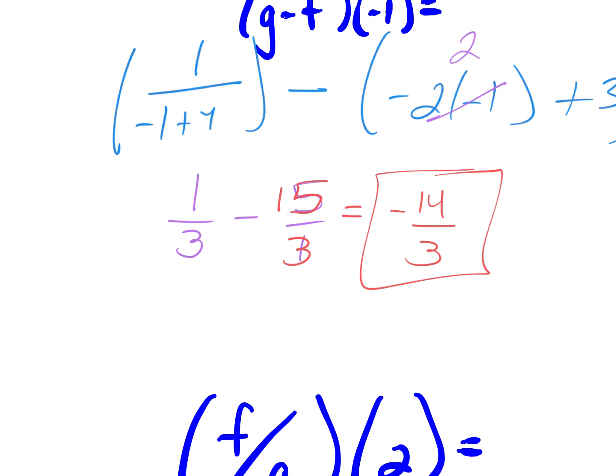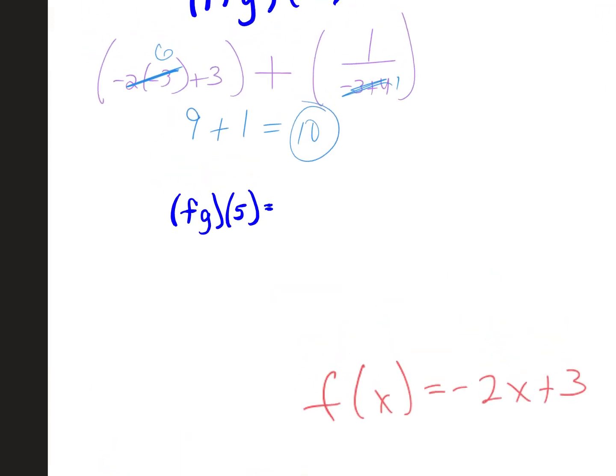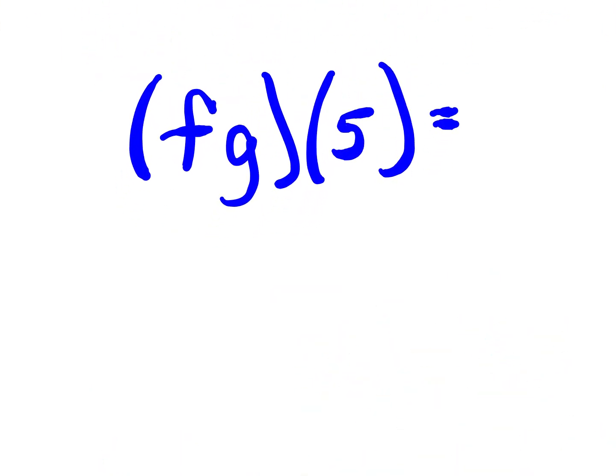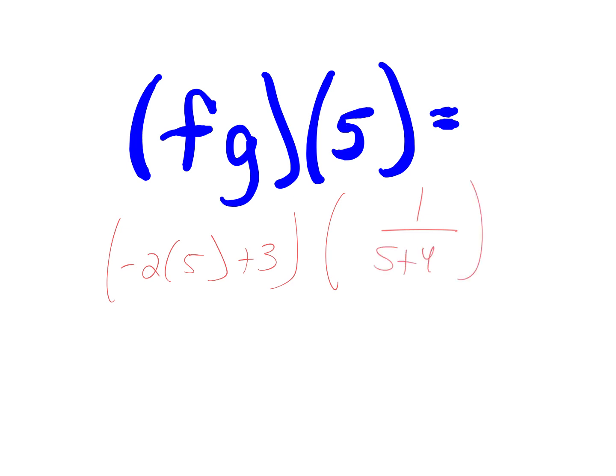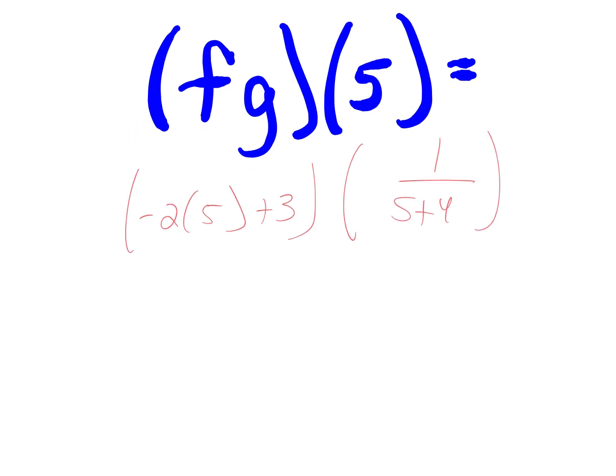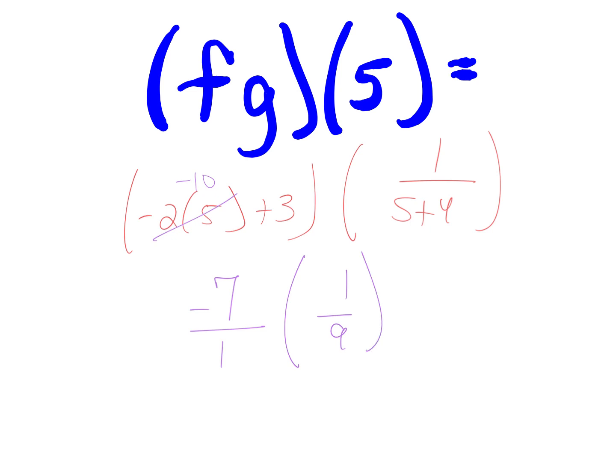So now we're going to take the two functions and do what? Multiply and plug in what for x? 5. So I have negative 2 times 5 plus 3 times 1 over 5 plus 4. Negative 2 times 5 is negative 10. Negative 10 plus 3 is negative 7. Whenever I have a whole number and I'm dealing with fractions, I like to put it over 1. So then I'm going to multiply this by what? 1 over 9. So when I simplify, what do I get? Negative 7 ninths. Good.